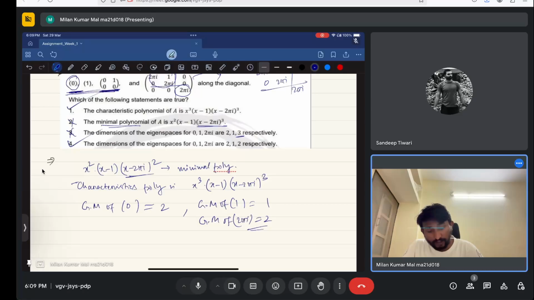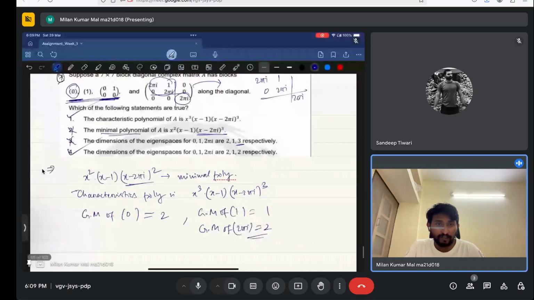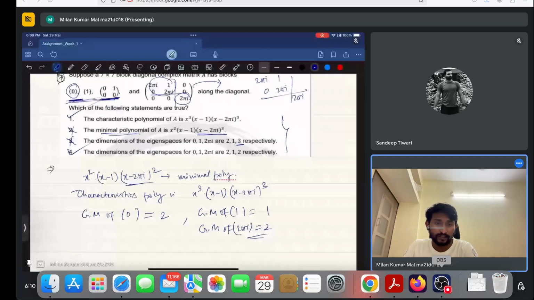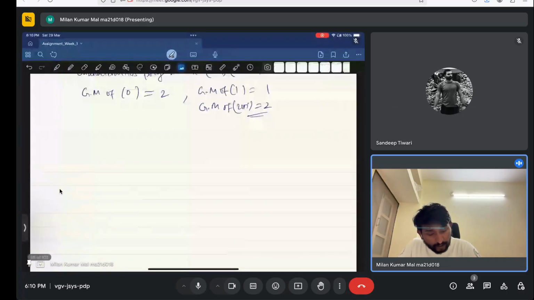Obviously this seems easy, but every time there must be one or two options which you can't discard, and you can't even make them a choice of your answers. That happens sometimes. So be careful in this type of situation. So let's try another problem. I have collected 3, 4 problems.